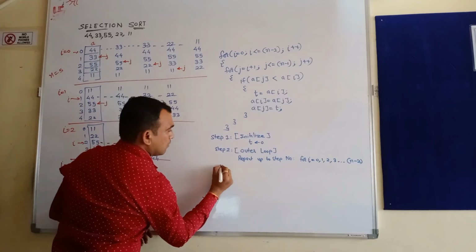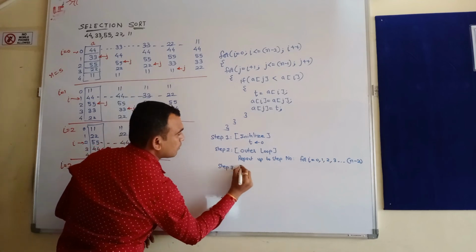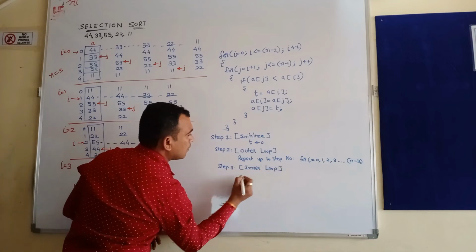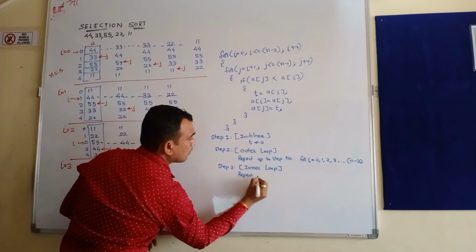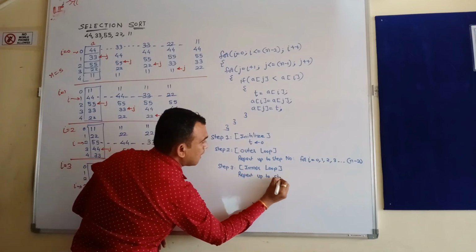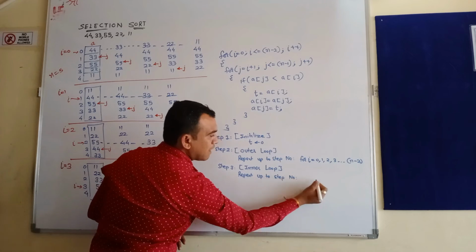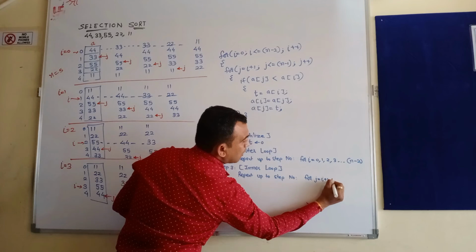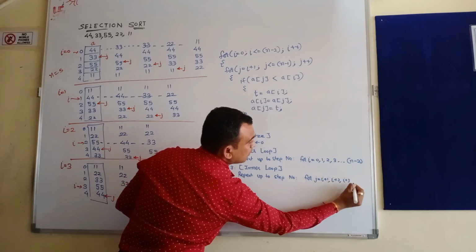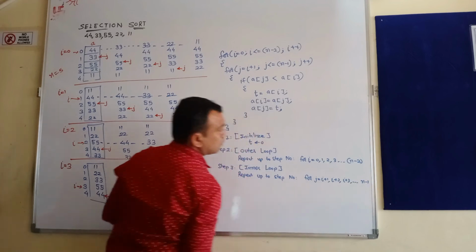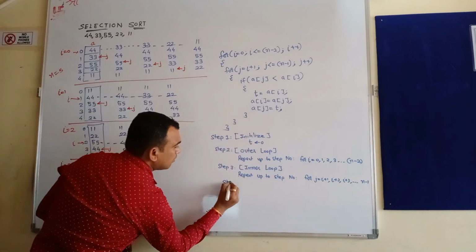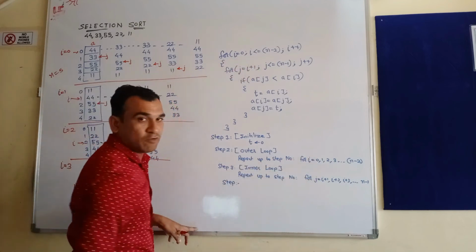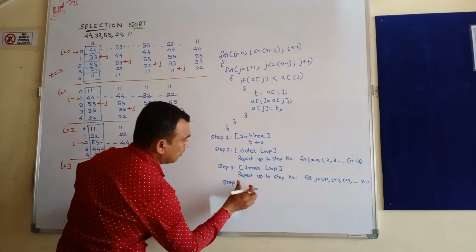Step number 3. Inner loop. Repeat up to step number, okay, again I am leaving a space, for j is equal to I plus 1, I plus 2, I plus 3 up to n minus 1. Step number 4. Look at here. Whatever the loop, we are just converting into words. This is very simple. Now, step number 4.